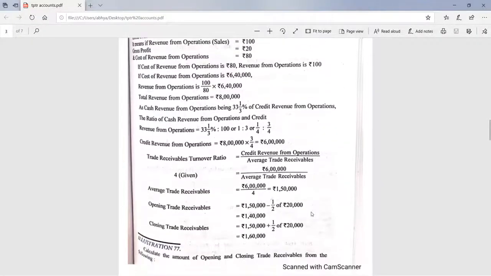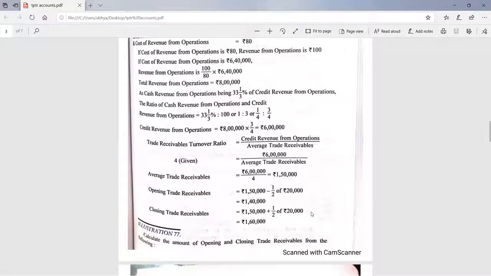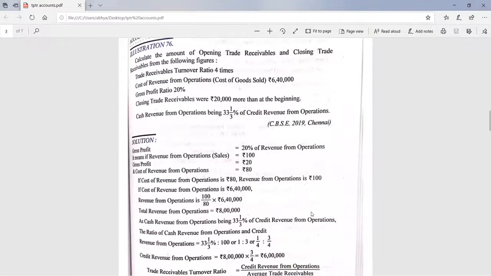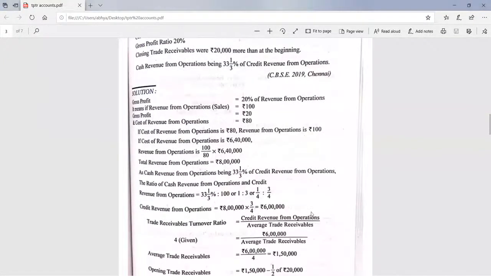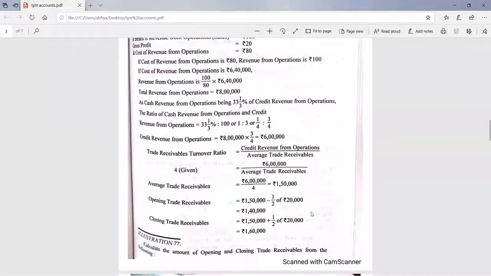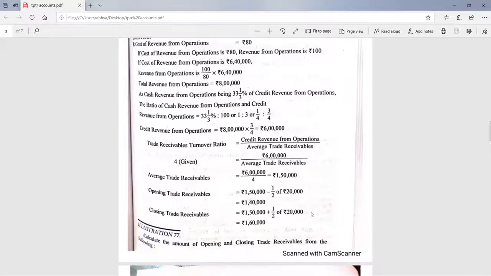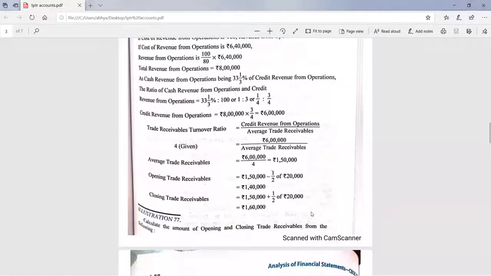Now find out the average trade receivables, 1,50,000. It is already given in the question that closing trade receivables were 20,000 more than in the beginning. So the average is 150. Total trade receivables will be 3 lakh, and you can find out by making the equation. The closing trade receivables are 20,000 more than the opening, so 1,40,000 and 1,60,000. This is a very important question.